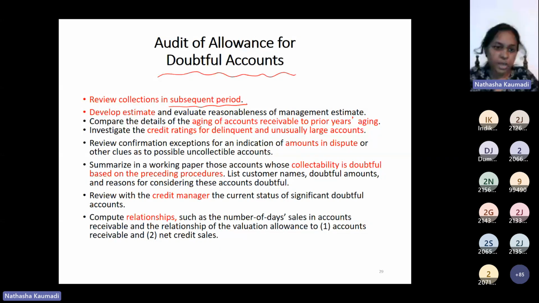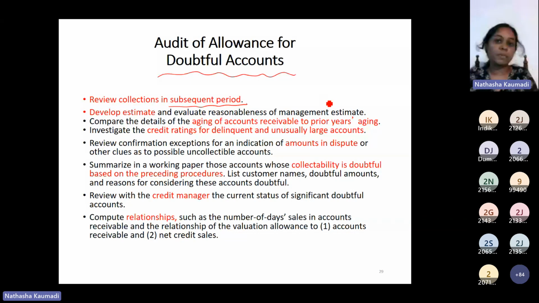Compare the details on the aging of accounts receivable to prior year agings. You are comparing to aging statements of previous years as well, whether this year's aging has increased or not, whether we need to put more allowance for doubtful debts or not, whether we need to provide more this year or provide less this year.